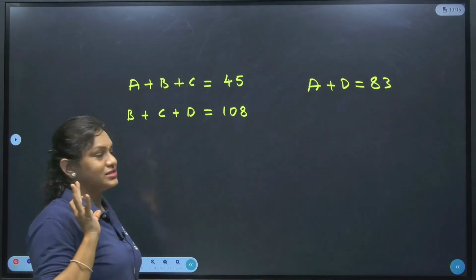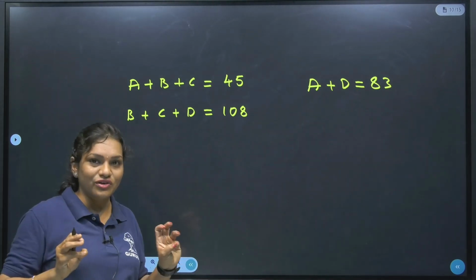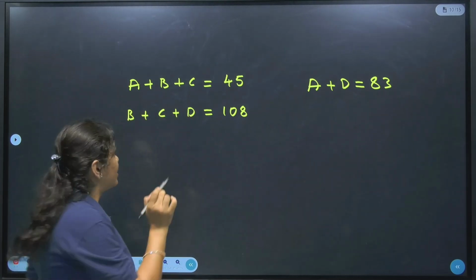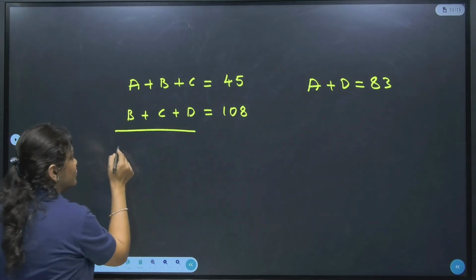Now just try to understand, guys. Since we want to find the value of D, if I observe here, I can add up these two equations. If I add these two equations, what can I get?